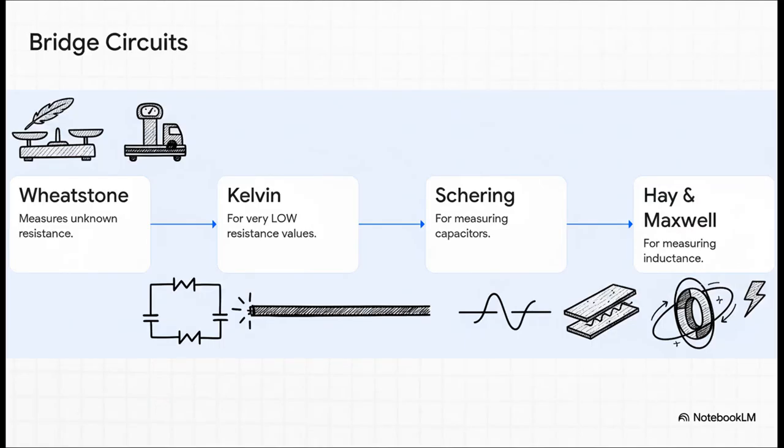Now, this isn't a one-size-fits-all deal. Just like you wouldn't use the same scale to weigh a bowling ball and a feather, you need the right bridge for the right job. The Wheatstone bridge is kind of your everyday workhorse for general resistance. But for those super tiny, very low resistance values, you gotta grab a Kelvin bridge. Measuring a capacitor, that's a job for the Schering bridge. And for an inductor, you'll be choosing between a Hay or a Maxwell bridge.